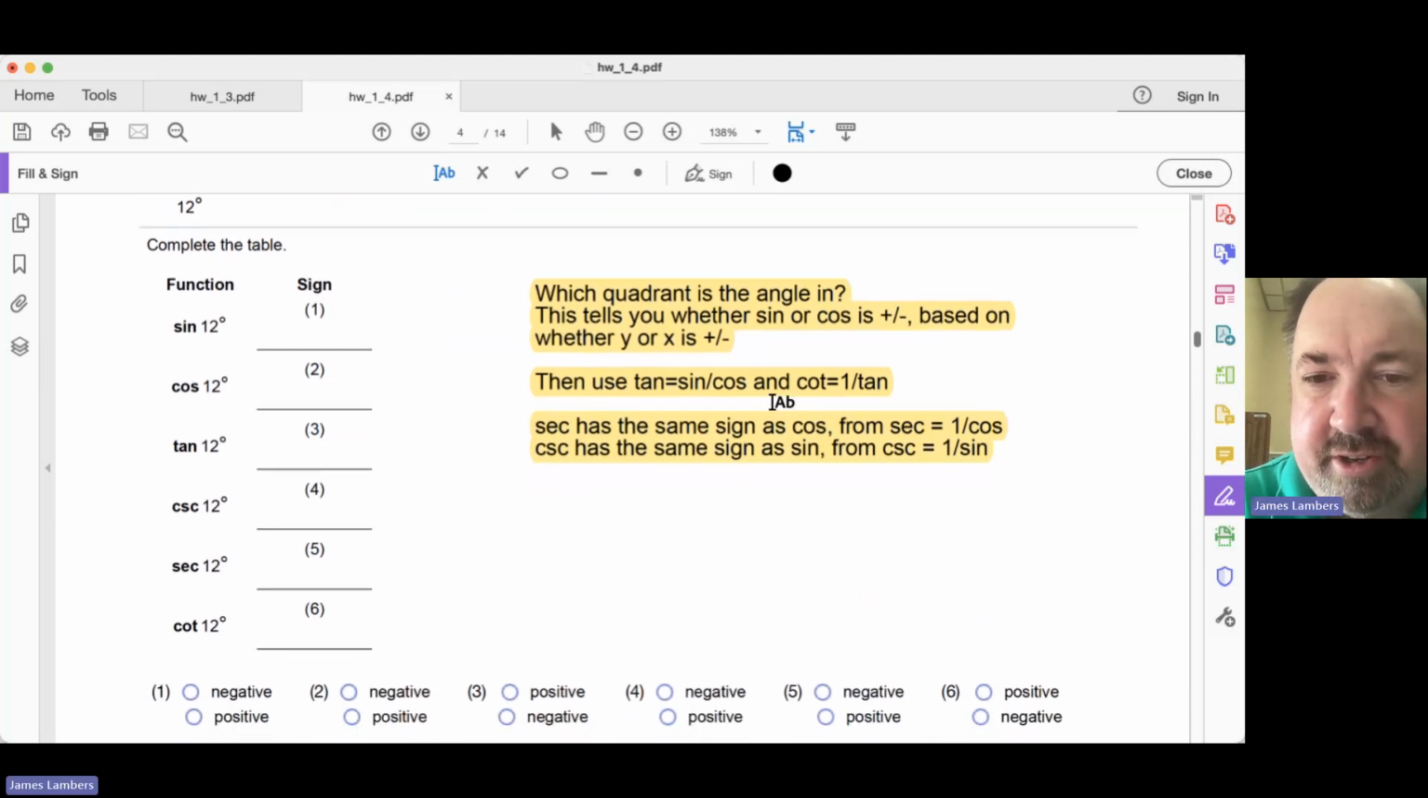You can use these relationships once you know whether sine and cosine are positive or negative. Because of these relationships between all the other trigonometric functions and sine and cosine, you can determine their sign from there.